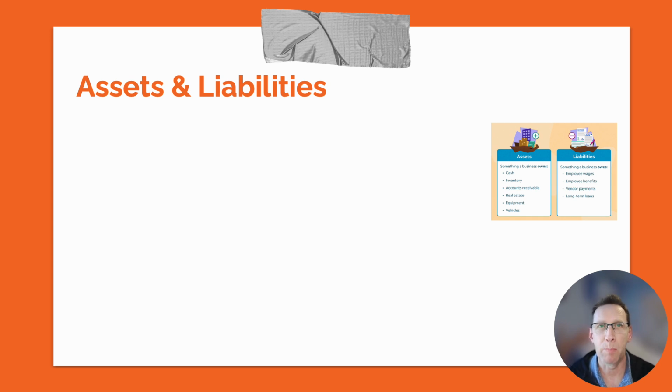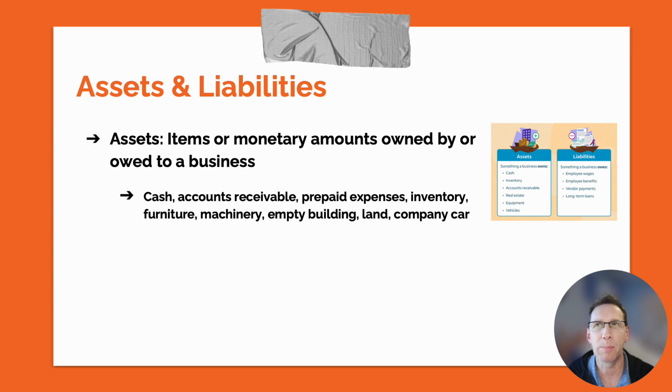So assets and liabilities. Assets are items or monetary amounts owned by or owed to a business. It includes cash, accounts receivable, prepaid expenses, inventory, furniture, machinery, an empty building, land, a company car. All of these are assets.